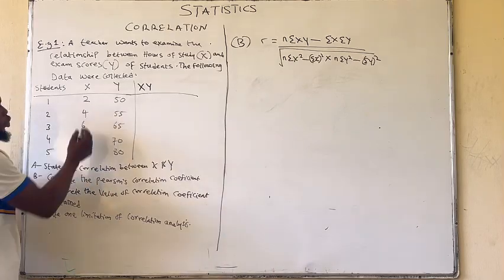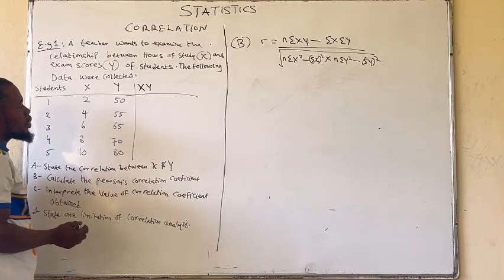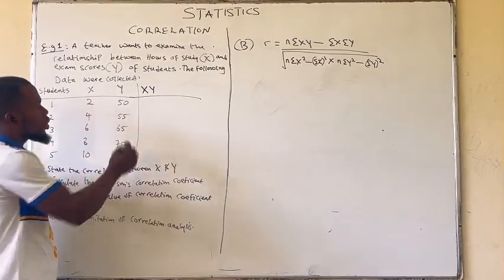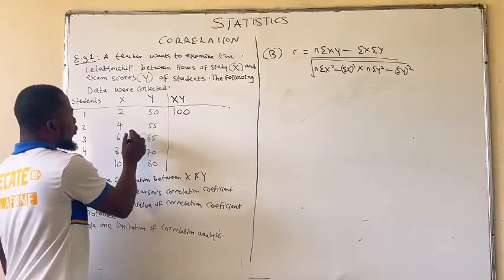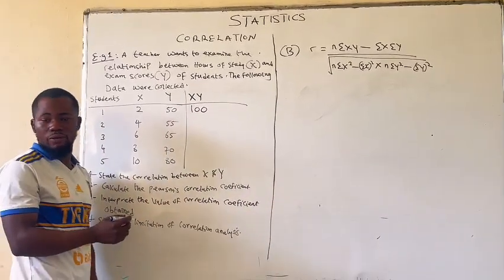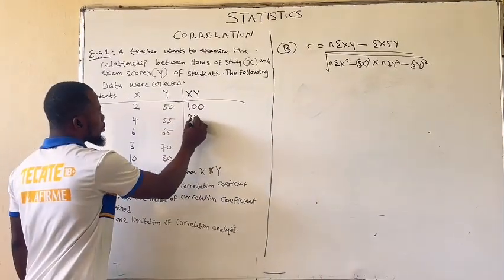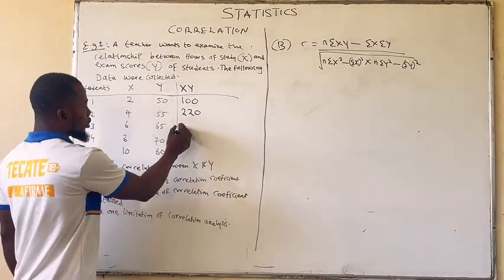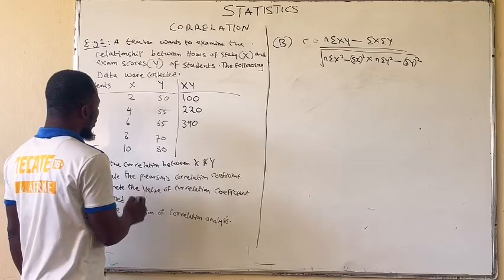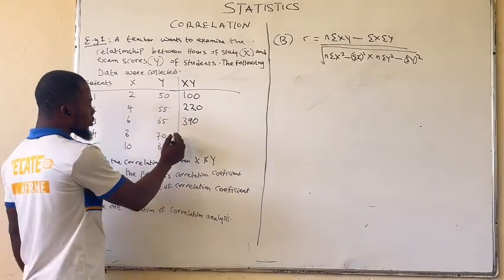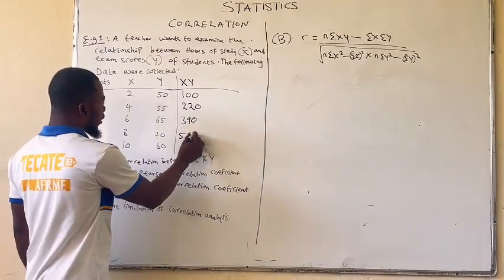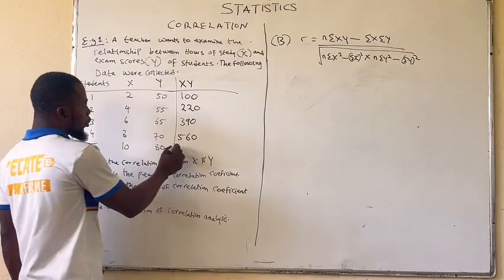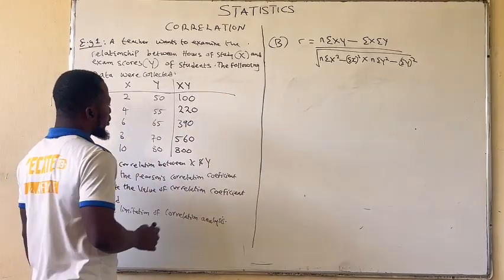From here, 2 times 50, press the calculator, it will give us 100. 4 times 55 will give us 220. 3 times 65 will give us 390. 8 times 70 will give us 560. 10 times 80 will give us 800.